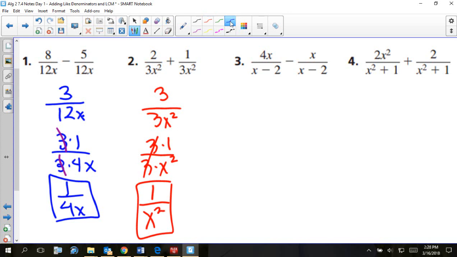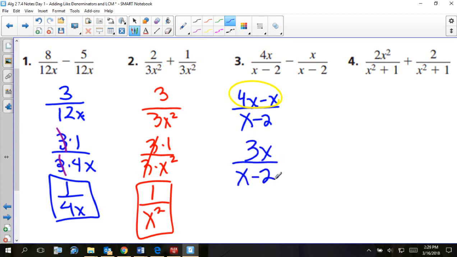Number 3, same denominator, x minus 2. On top, we have to do 4x minus x. Are these like terms? Yes, if I have 4 x's and I take away an x, how many x's do I get? 3 x's. So on top, I can factor 3 times x.